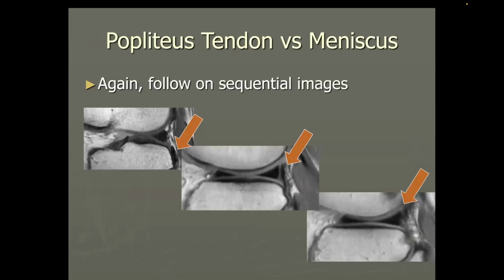What about the popliteus tendon? Again, follow it. Here we see it starting low. Here we see it directly behind the posterior horn of the lateral meniscus, and then coming up to attach onto the femur there. So this is not a tear of the lateral meniscus. This is a normal popliteus tendon near the posterior aspect of the lateral compartment.